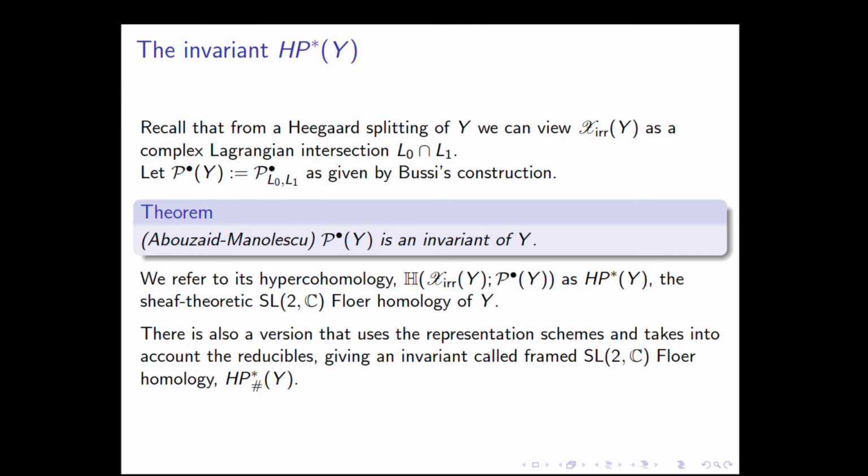And I should mention that there's also a version that uses representation schemes and takes into account reducibles, giving an invariant called framed SL2C Floer homology, which we denote HP sharp of Y. Of course, the representation schemes, as I said, are very singular in general. Even the representation scheme of a surface is some singular scheme. It's certainly not symplectic in any sense. But there is a trick that one can use to view the representation scheme inside what's called a twisted character scheme of a surface of one greater genus. So this applies the notion of torus-summed Floer homology of Woodward and collaborators. But I won't get into that now.